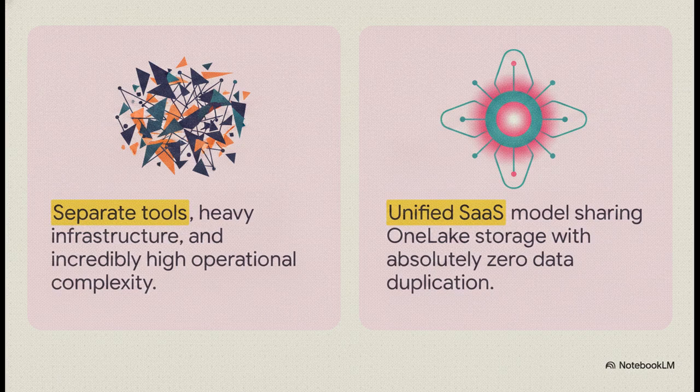Traditionally, you've got this web of separate tools for data engineering, warehousing, and business intelligence. That means heavy infrastructure, moving and duplicating data constantly just to use it, and incredibly high operational complexity. It is an expensive lift-and-shift nightmare. But in the Microsoft Fabric reality, it's a unified SaaS model. Everything shares the same OneLake storage, there's one shared governance model, and crucially, there is zero data duplication.